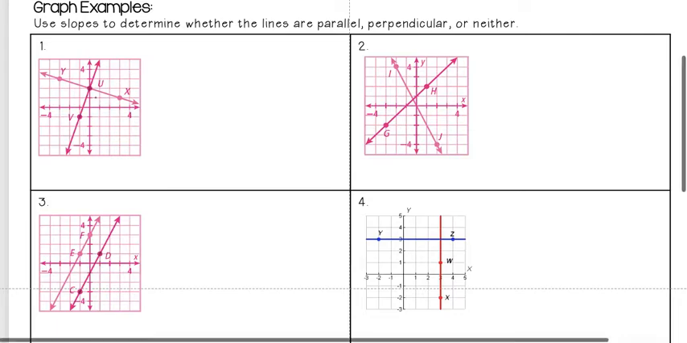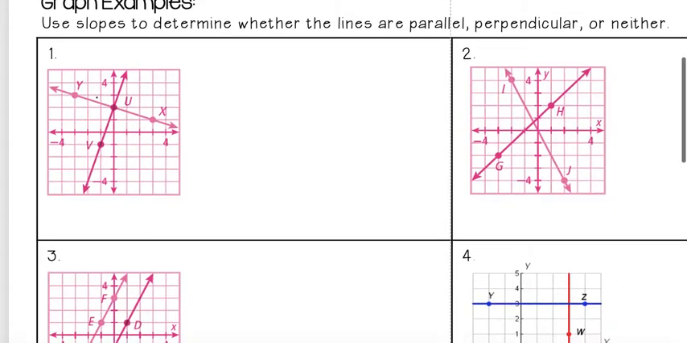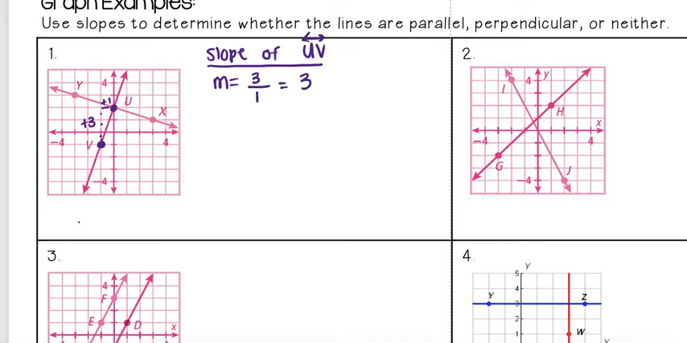Looking at this first graph, I'm going to go ahead and find the slope of UV first. It doesn't matter which one you start with, but I'm going to start with that one. I see from this point to this point, I go up 1, 2, 3, and then I go to the right 1. So my slope here is my rise, 3, over my run, 1, so my slope is 3.